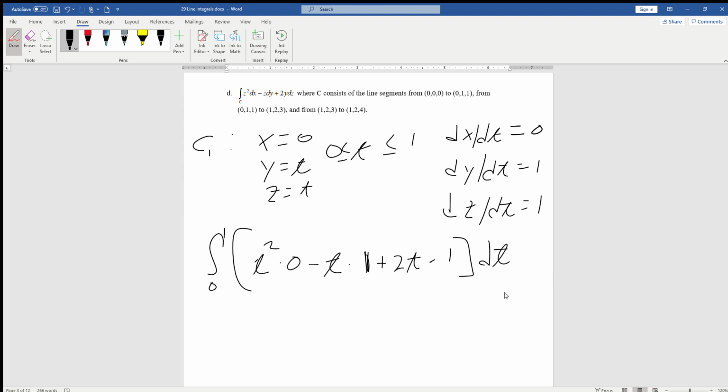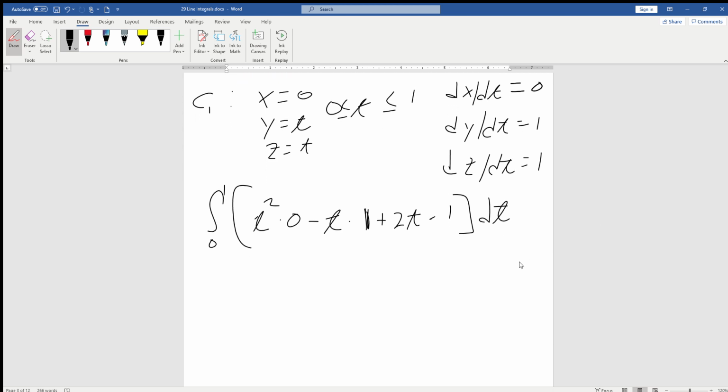This is actually fairly easy because if we go through and simplify this, we just have the integral from 0 to 1 of just t dt, and you can very easily work that through and end up with a half. So that's for path C1. A little bit tougher might be some of the other paths.